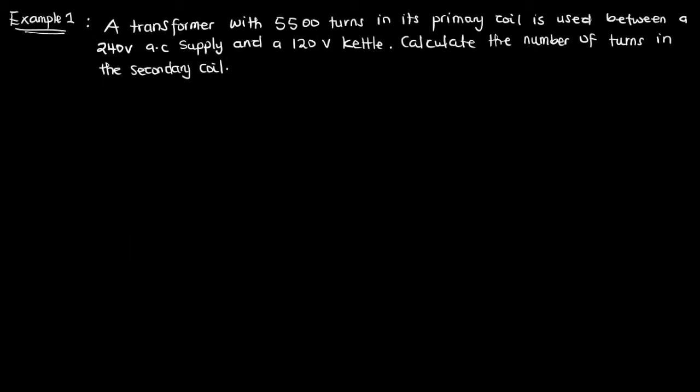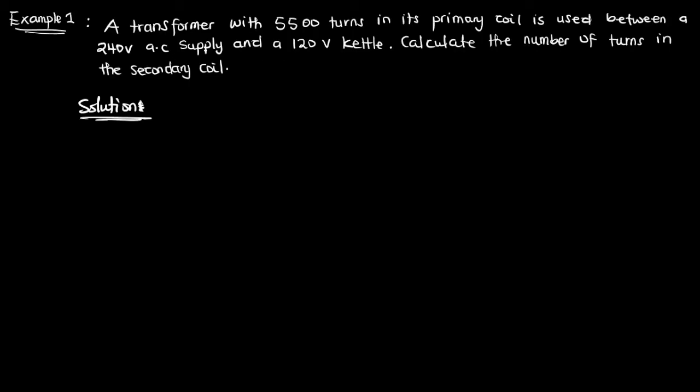Okay, so finally we are at where we will start solving some problems on transformers. So we have this particular question, so let's give it a try and see what our results will be. The question reads: a transformer with 5,500 turns in its primary coil is used between a 240 volt AC supply and a 120 volt kettle. We have to calculate the number of turns in the secondary coil. Now this is fairly easy, straightforward, not many turns on it.